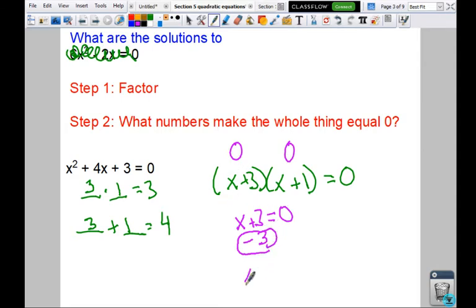Same thing with my second parenthesis. I have x plus 1. What can I plug into that to make the whole thing 0? Well, negative 1. Negative 1 plus 1 is 0. My two answers are negative 3 and negative 1.